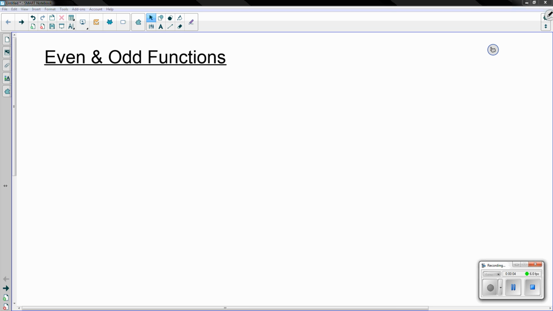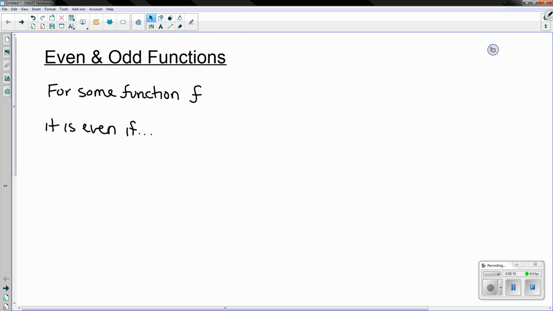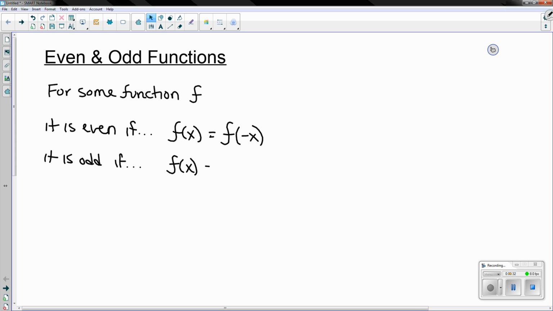Even and odd functions. Let's start with the definitions. So for some function f, we can say it is even if f of x equals f of negative x. And then we can say it is odd if f of x equals negative f of negative x.